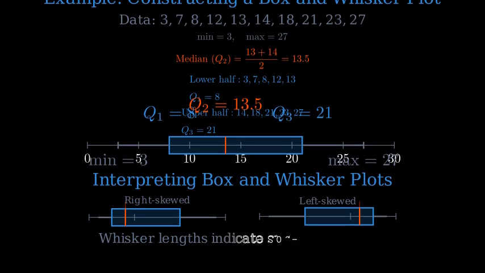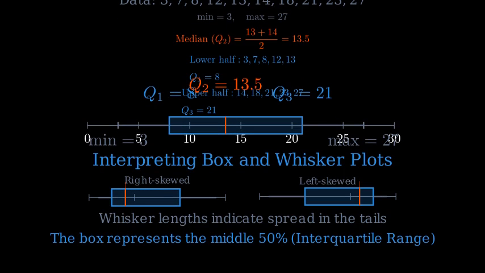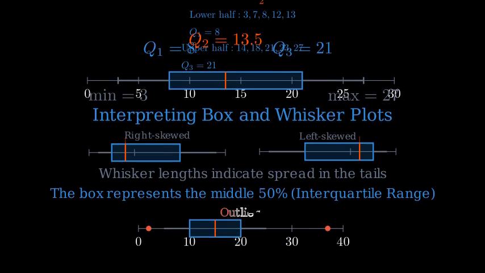The length of the whiskers shows us the spread or variability in the tails of the distribution. The length of the box represents the interquartile range, IQR, which contains the middle 50% of our data. In some box plots, outliers are shown separately as individual points beyond the whiskers.